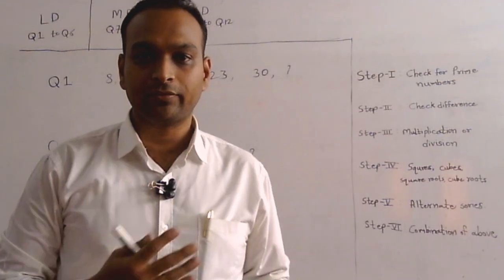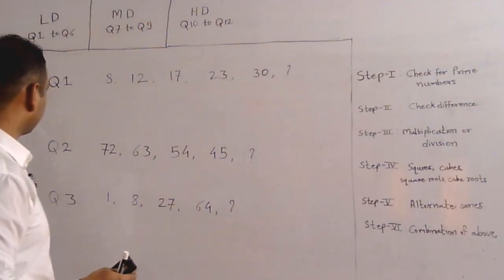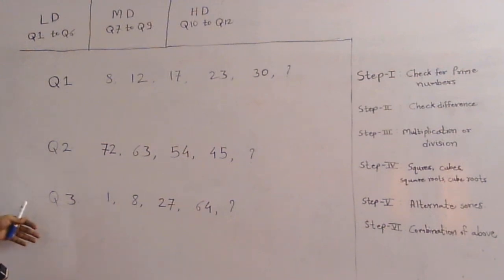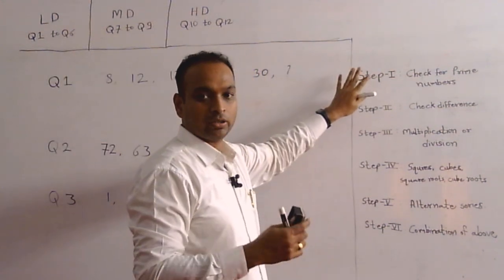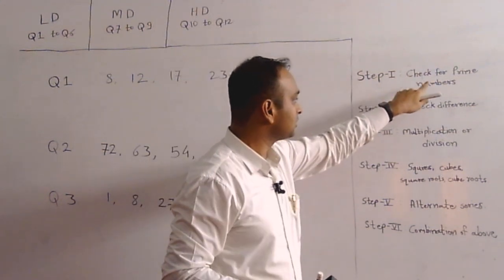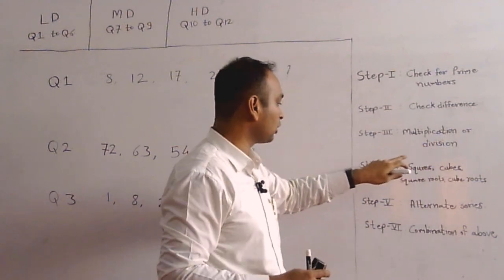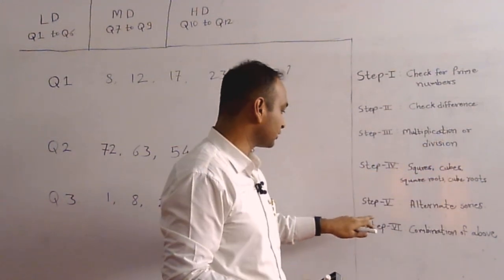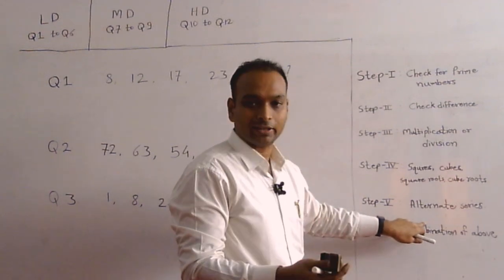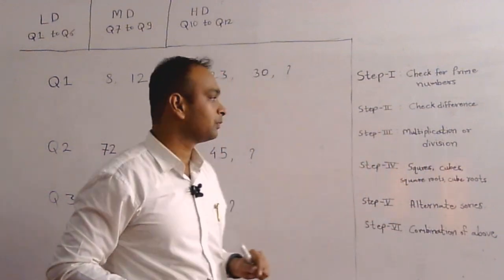So here we are on the whiteboard, and you can see we have three questions: question 1, 2, 3, and here we have our strategy to solve the number series problem. Step 1, check for prime numbers. Step 2, check difference. Step 3, multiplication or division logic. Step 4, squares, cubes, square roots, cube roots, etc. Step 5, check for alternate series if any. And step 6, combination of the above.